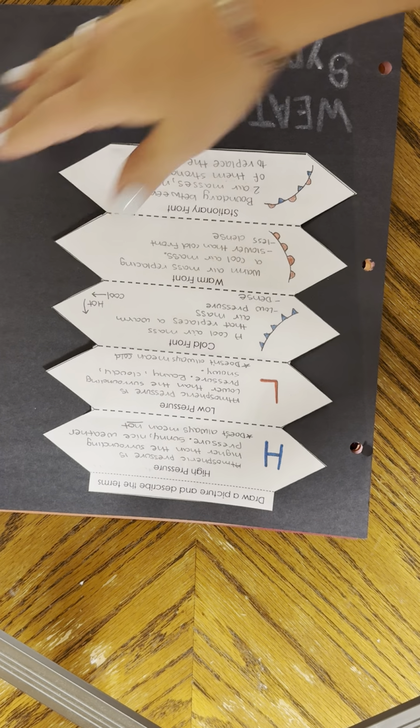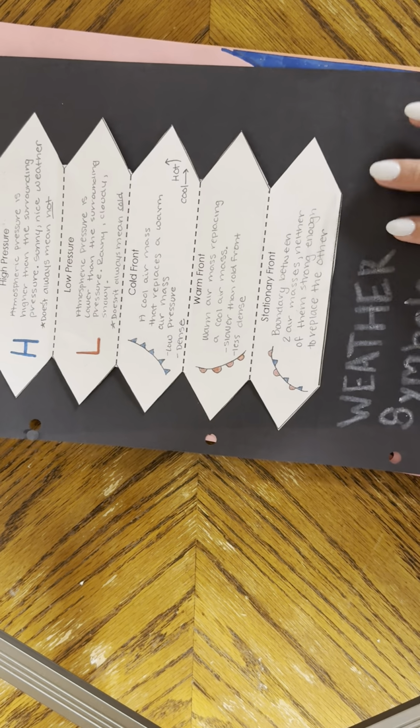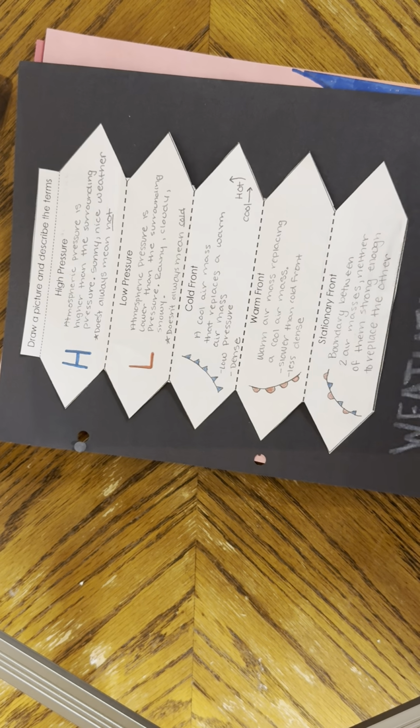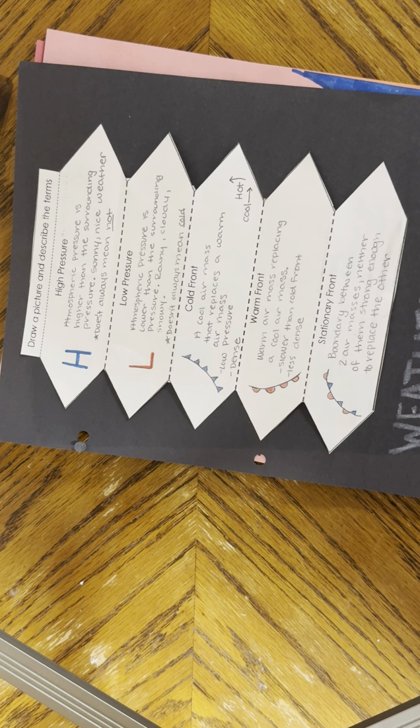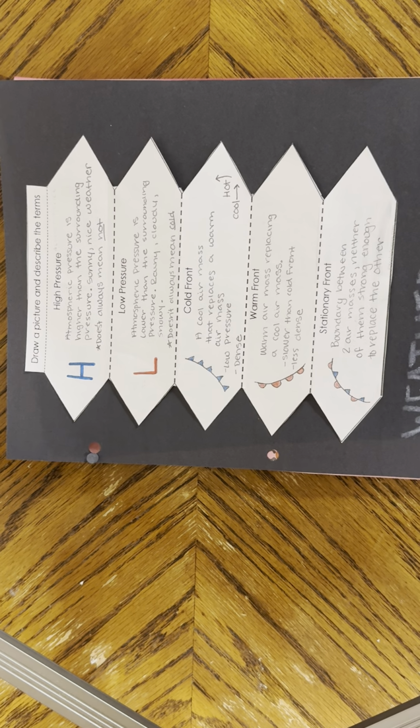The next one is the weather symbols, if you can see that title down there. For the big H, we have high pressure. Atmospheric pressure is higher than the surrounding pressure. And as you mentioned, H is for happy weather. So it'll be sunny, nice weather, and it doesn't always mean hot weather just because it is the H. And then for the big L, for low pressure, atmospheric pressure is lower than the surrounding pressure. It will be rainy, cloudy, snowy, or stormy, and it doesn't always mean cold.